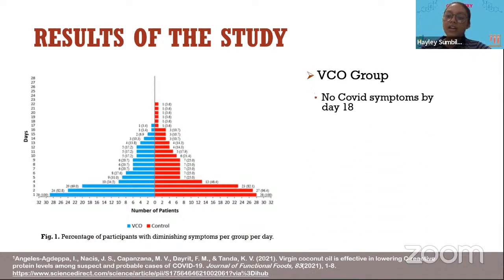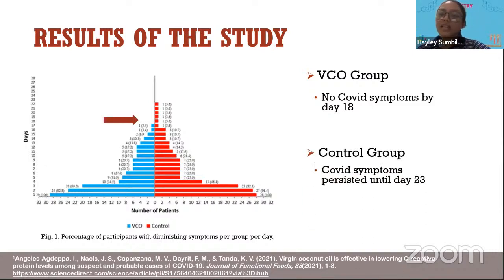So this figure indicates the percentage of participants with diminishing symptoms of each group per day. The VCO group, represented by the blue colored bars, shows no COVID symptoms by day 18, while the symptoms of the control group, represented by the red colored bars, still persisted until day 23. Next slide, please.